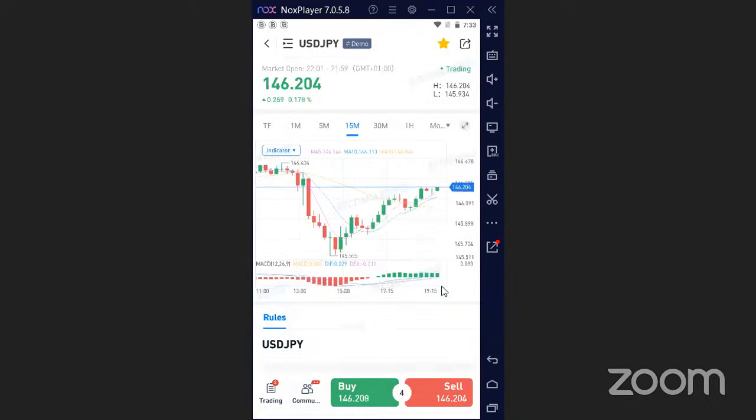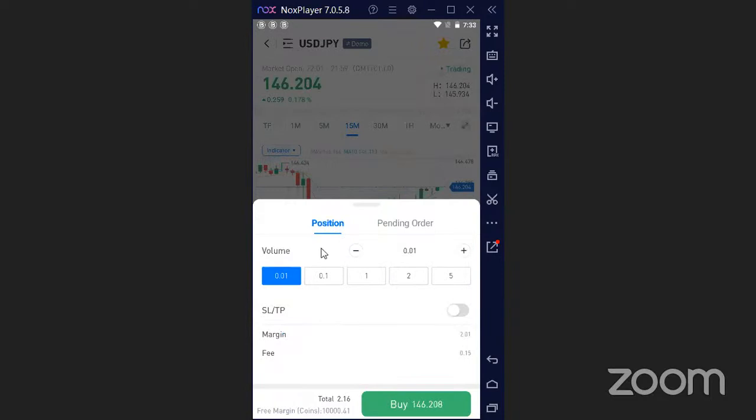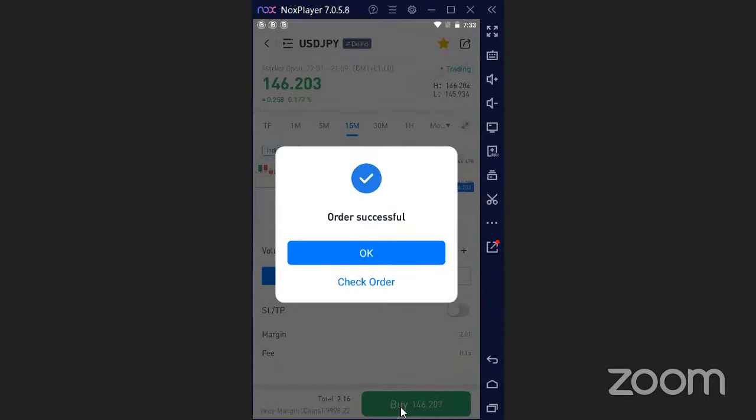So after confirming, you want to place a buy trade, and this is how to place a buy. You see, I said position, this is position, and I clicked buy. You see, order successful. Now I can close or I can check my order.